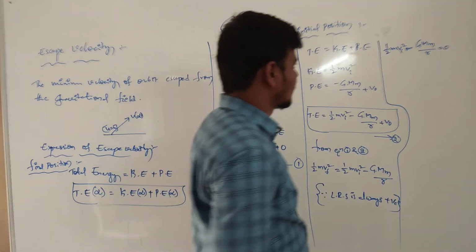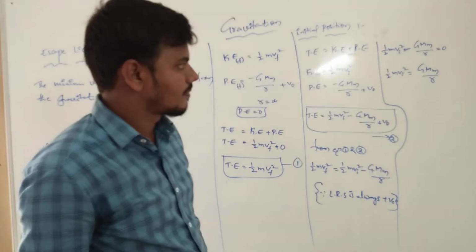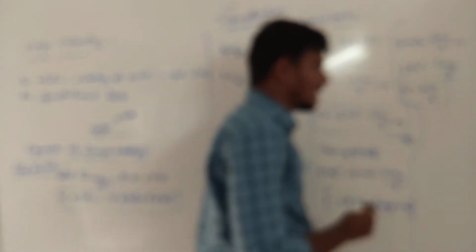Now half m v_i squared minus G capital M small m by R is equal to zero. Now half m v_i squared is equal to G capital M small m by R. Since m gets cancelled, next the 2 in the denominator goes to the right side as a multiplication factor. v_i squared is equal to 2GM by R. Since we apply this fraction.